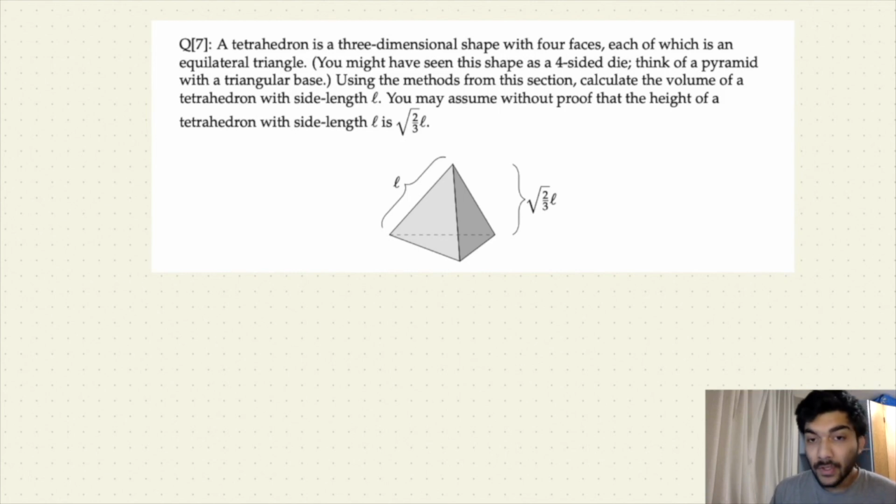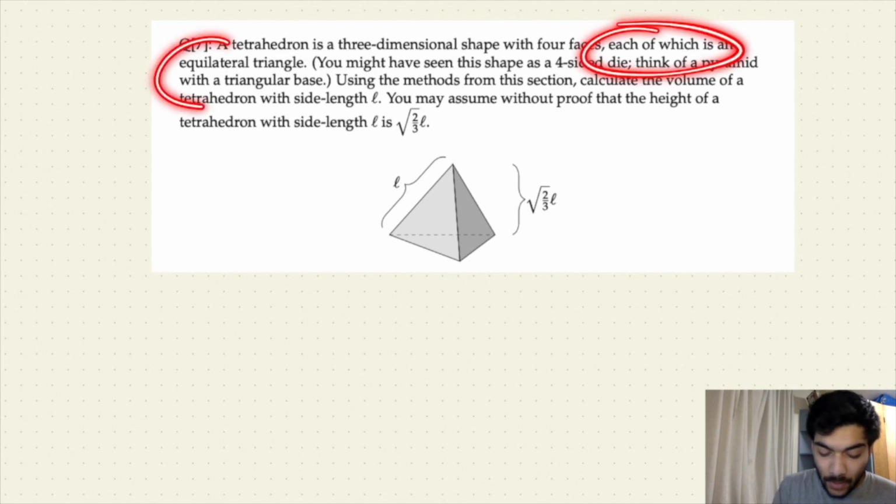So the question is about calculating the volume of a tetrahedron. I'm sure most of you would have heard about this term in your chemistry courses, but we'll go over in detail the mathematical properties of this figure. A tetrahedron is a three-dimensional shape with four faces. You can also consider it as a four-sided dice. So it's like a three-dimensional triangular object, and each face is an equilateral triangle.